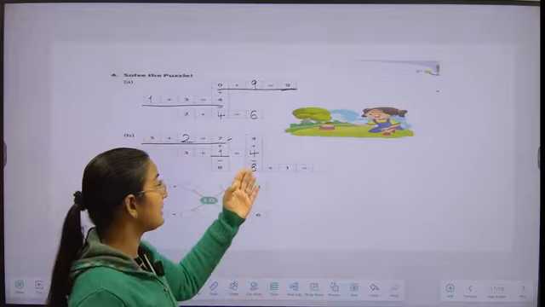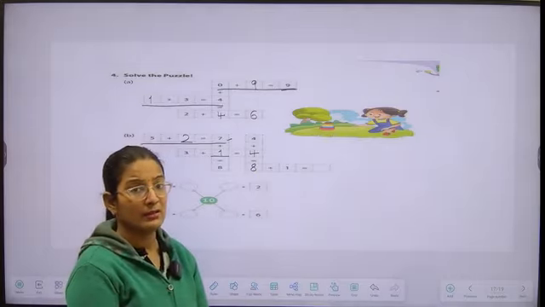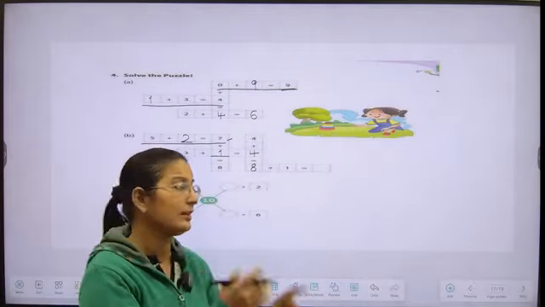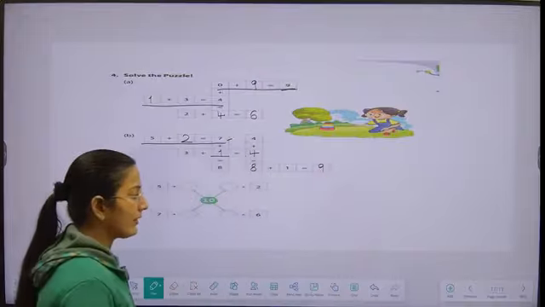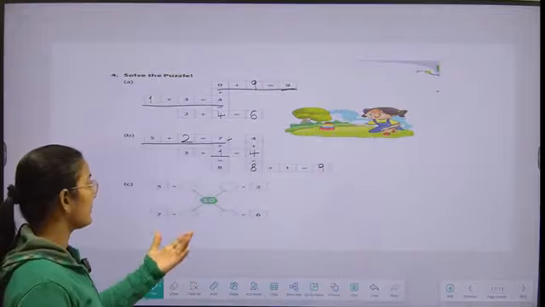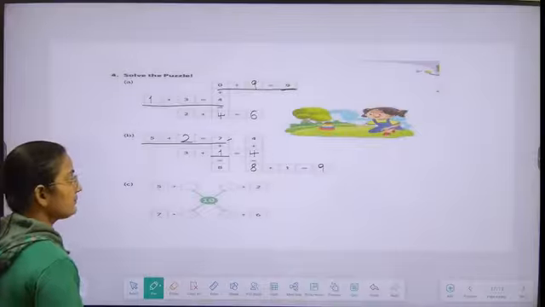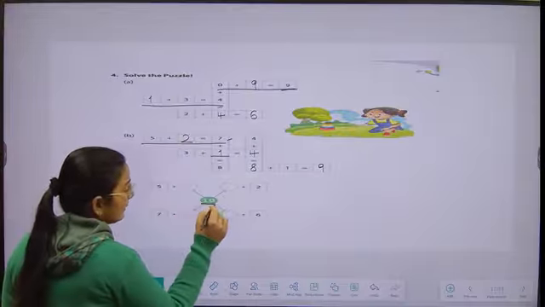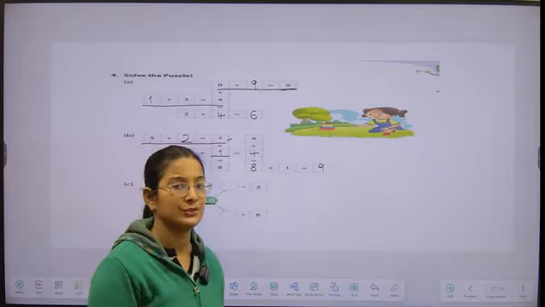Now after this, 8 add 1. What I get? 8 in mind, 1 in fingers, 8 plus 1, 9. So you have to write 9 for this. Everyone did this? Moving to the next one. What we have to do? What should I am adding to 5 to make it a 10? मैं 5 में क्या ऐड करूं कि वो 10 बन जाए?